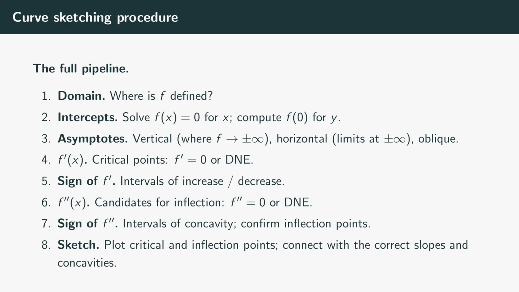Step 6. Compute f double prime. Find candidates for inflection where f double prime is 0 or undefined. Step 7. Sign chart of f double prime to determine the intervals of concavity and confirm that each candidate inflection actually has a sign change. Step 8. Combine everything into a sketch. Plot the critical points and inflection points, connect them with curves of the correct slope and curvature, and make sure the asymptotic behavior matches. That's a complete sketch. Slow on the first pass, fast with practice.